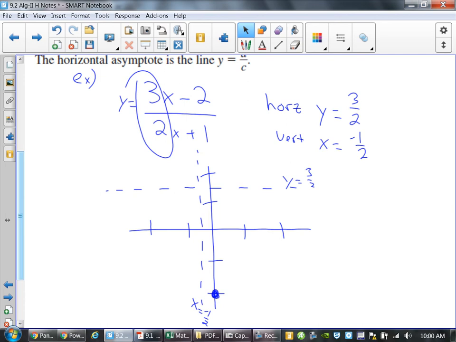Go to 1. What's 3 times 1? What's 3 minus 2? 1. Okay, so it's 1 in the numerator. What's 2 times 1? What's 2 plus 1? So if it's at 1, it's 1/3. And you can probably tell right off the bat by this increasing in this direction that the curve is going like this. Okay.